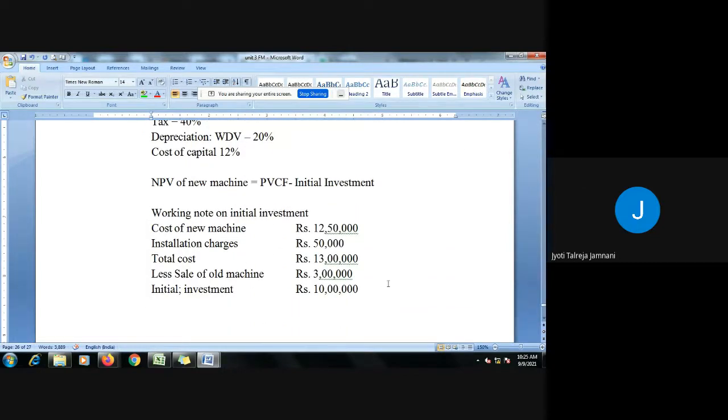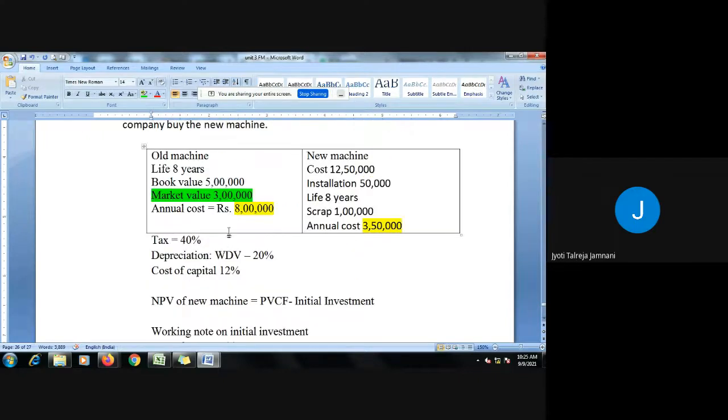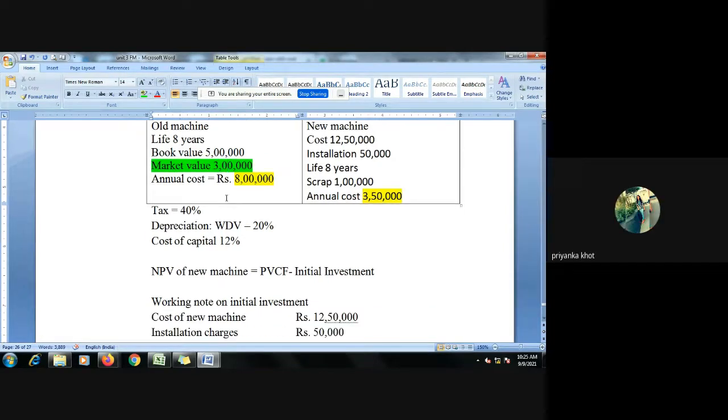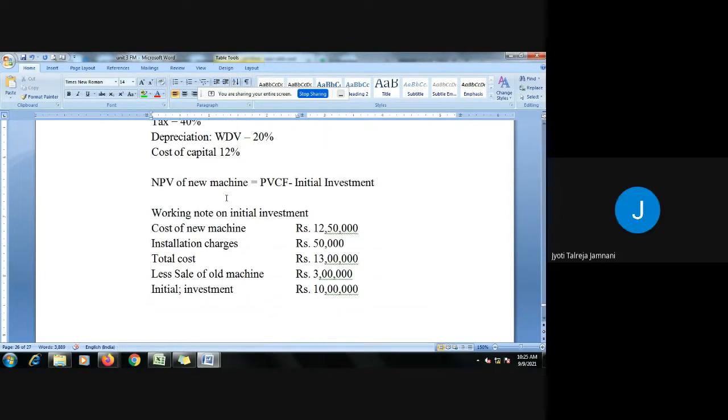If we are using it for another 8 years, then we will see the depreciation. But if we are buying the new machine and selling it today itself, then its market value is 3 lakh. Means the book value is 5 lakh, but we can sell it only for 3 lakh. Okay, ma'am. Thank you. So this is your initial investment. So this was the first working note. I hope everybody is clear. Any other doubts you can ask.